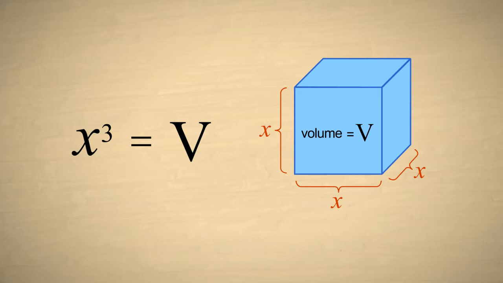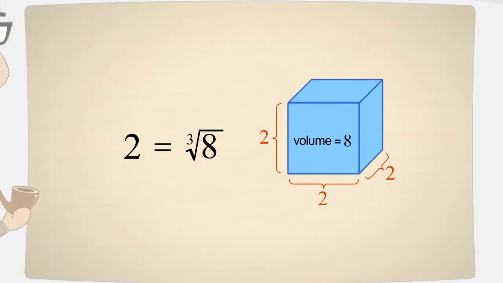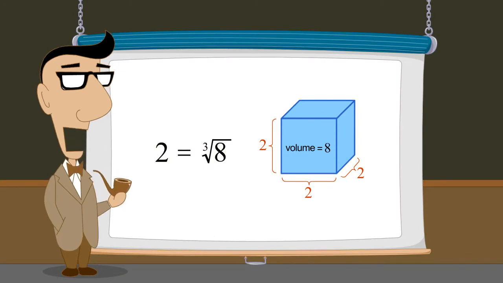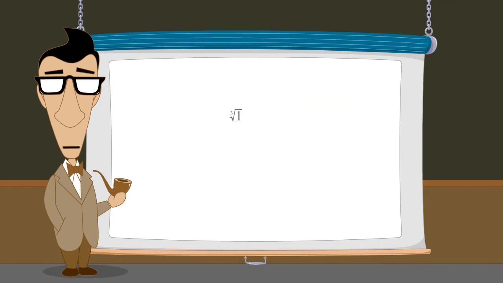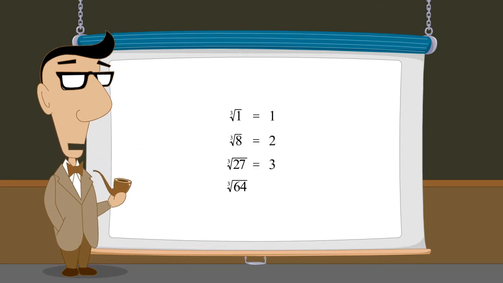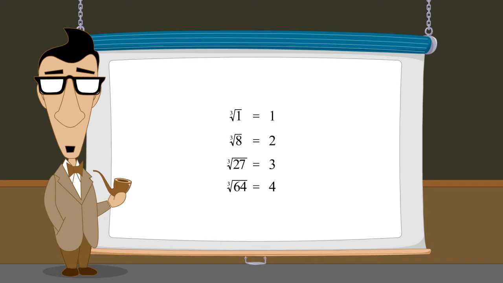For example, if we want a volume of 8 cubic meters, then a side length of 2 meters will work, since 2 cubed is 8. Therefore, we say that 2 is the cube root of 8. Cube roots, like square roots, can sometimes be integers. For example, the cube roots of 1, 8, 27, and 64 are 1, 2, 3, and 4, respectively. However, just like with square roots, the cube roots of most numbers are irrational.